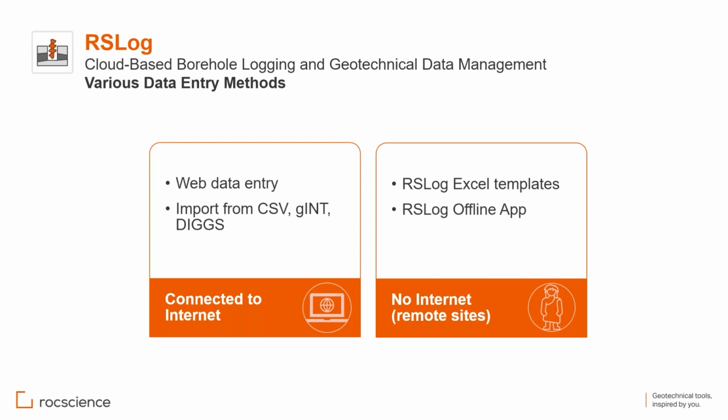Another way to do the offline data entry is our RSLog offline app. It's a Windows-based application that you can install on your laptop, and it has an identical user interface with RSLog. It's very easy to use. You run it, you enter the data, and once you're connected to internet, you just go to the offload menu, and with the offload menu, you will send all the data automatically to your RSLog account. So in less than 10 seconds, a new project will be created in RSLog.